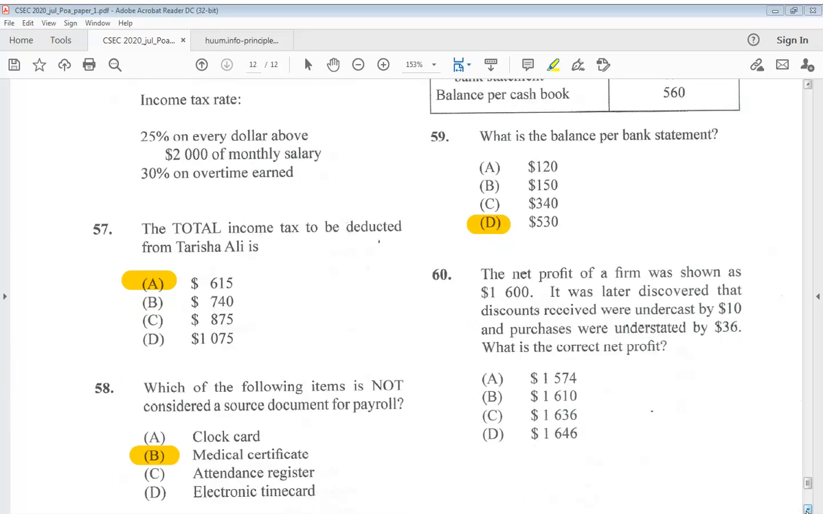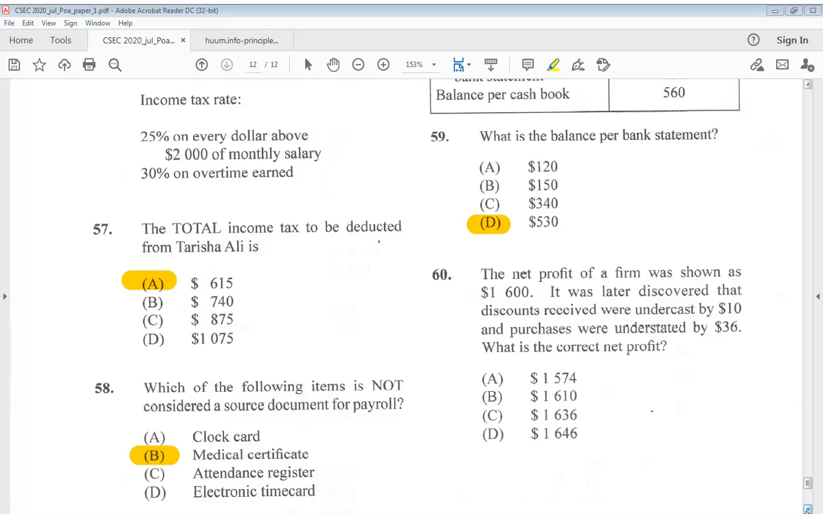Our final question says, the net profit of a firm was shown as $1,600. It was later discovered that discounts received were undercast by $10 and purchases were understated by $36. What is the correct net profit? A. $1,574. B. $1,610. C. $1,636. D. $1,646. So what do we do here?